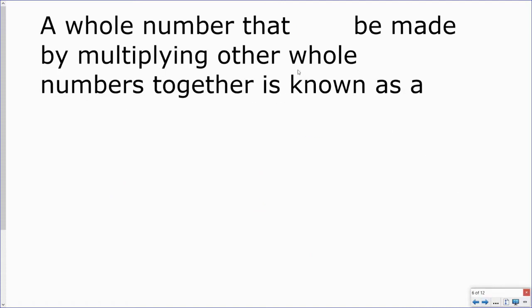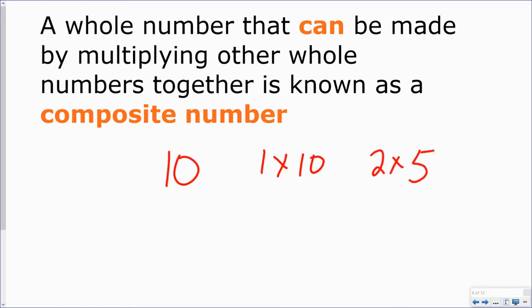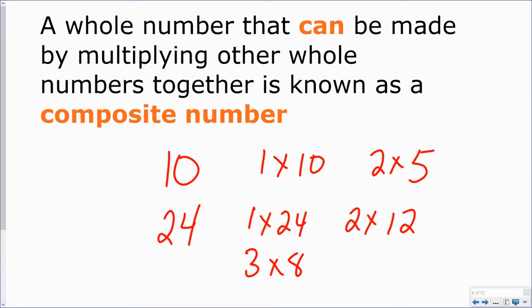A whole number that can be made by multiplying other whole numbers together is known as a composite number. So, for example, 10 is a composite number because I can do 1 multiplied by 10 and 2 multiplied by 5. 24 is a composite number because I can do 1 multiplied by 24, 2 multiplied by 12, 3 multiplied by 8, and 4 multiplied by 6.